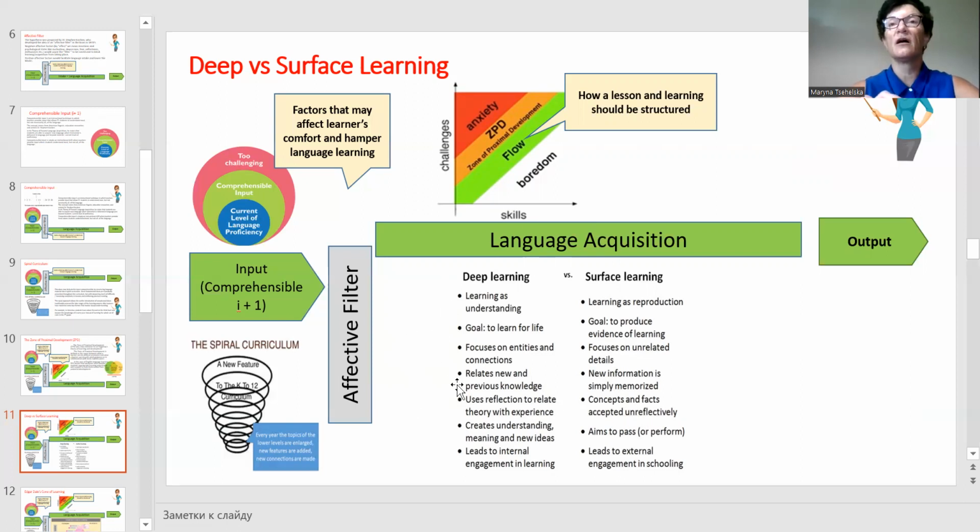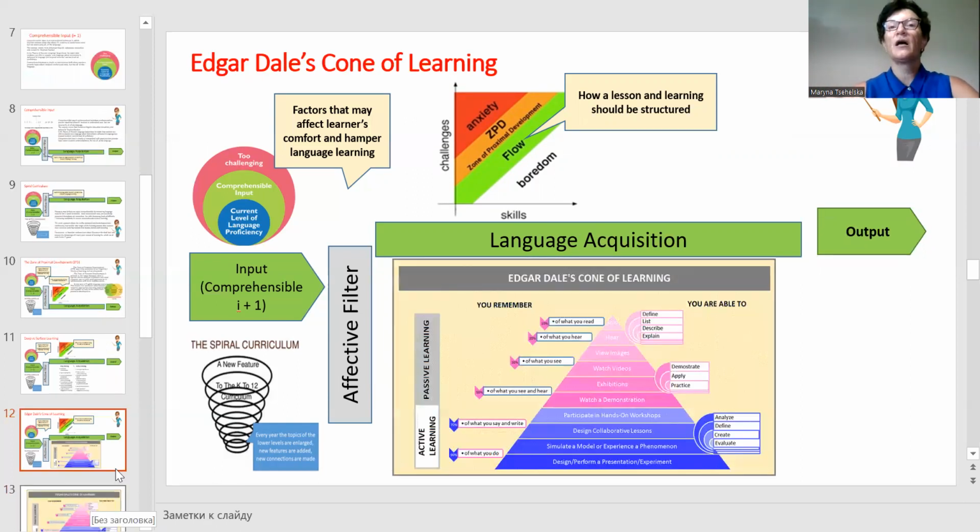So when they are at a surface level, they will just remember by heart, retell, and forget. But at a deep level they learn. So they will learn it and they will try to retain it because they are responsible for this knowledge. This theory is very closely connected with Edgar Dale's cone of learning, and it already tells us what we need to do at a lesson, what our students need to do at a lesson.